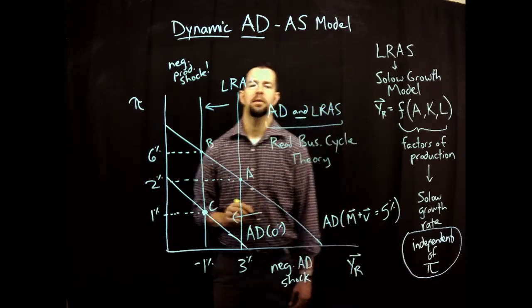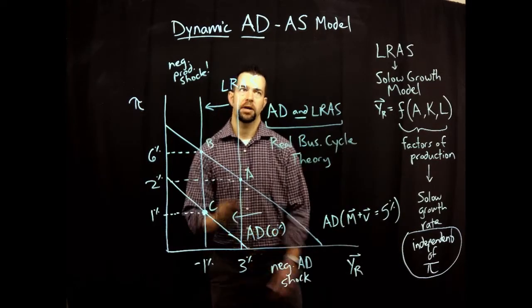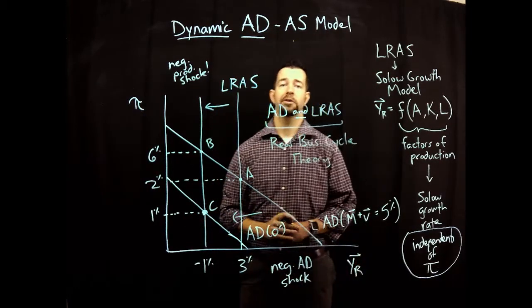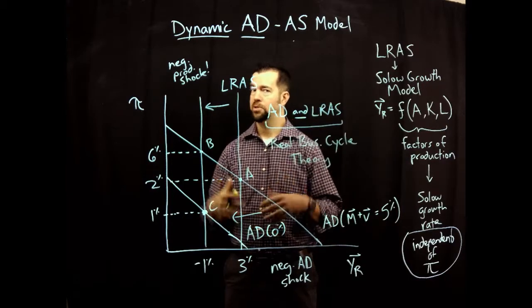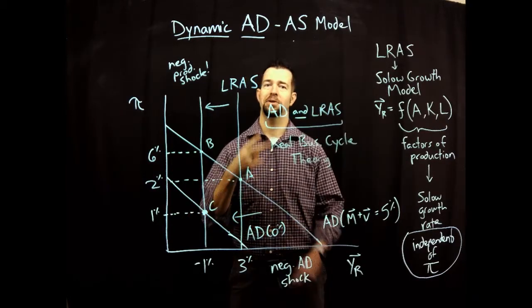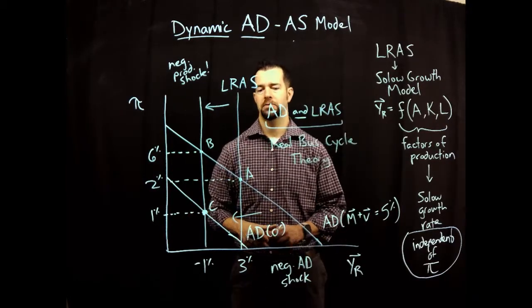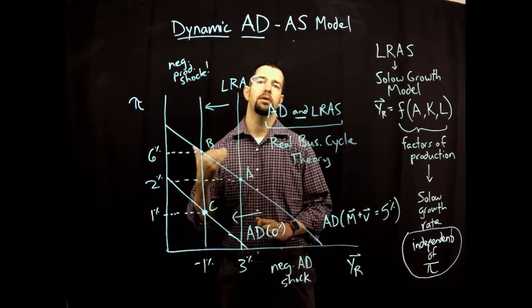All right, so in the next video, we'll be actually talking about our aggregate supply curve. In other words, our short-run aggregate supply curve. So yes, there are two supply curves to help us understand business fluctuations.